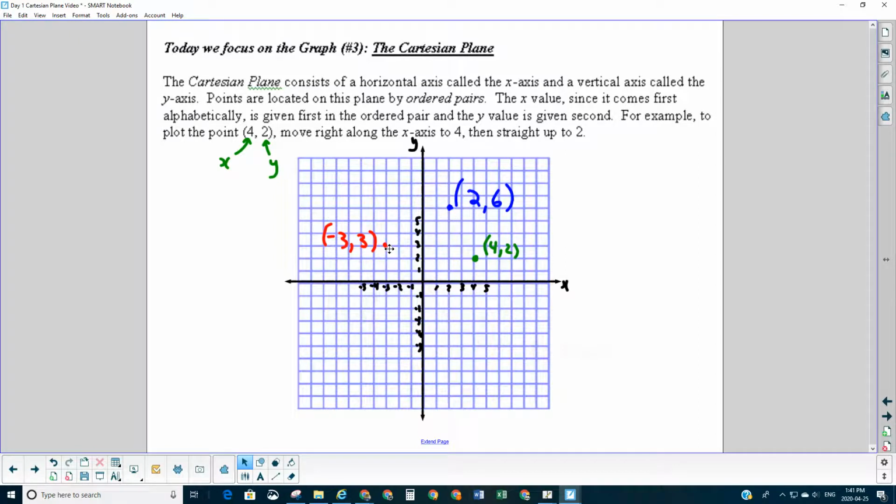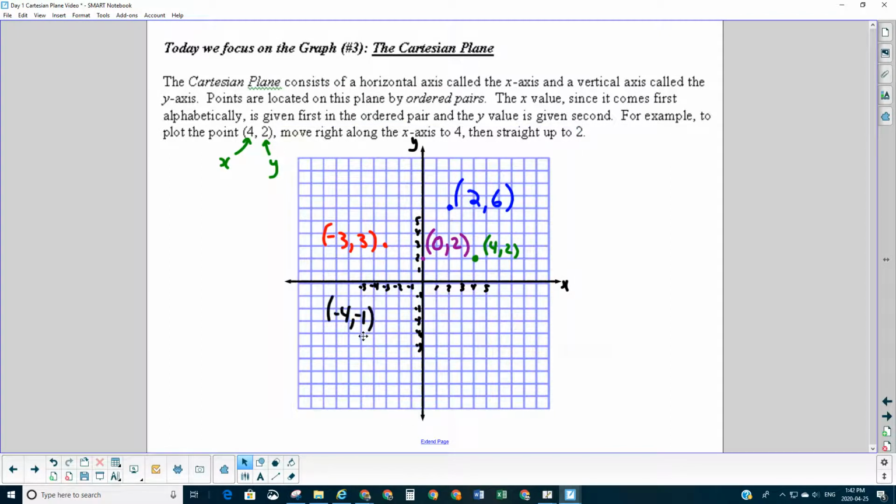Okay, there are other interesting points. For example, what do you think this point is right here? It's just on the y-axis. So the x, we don't move left or right. So the x coordinate must be 0 and the y coordinate must be 2. And so that point would be 0, negative 2.